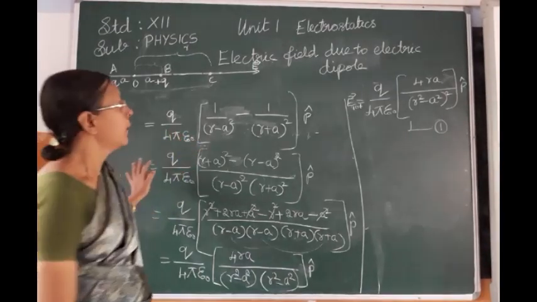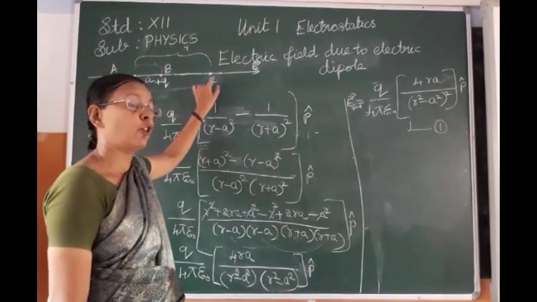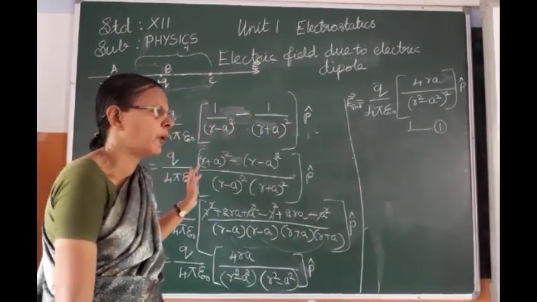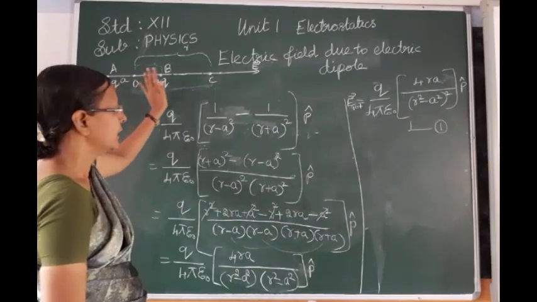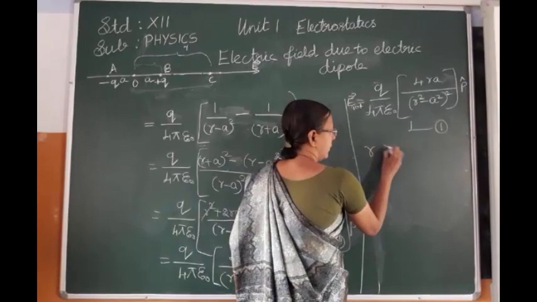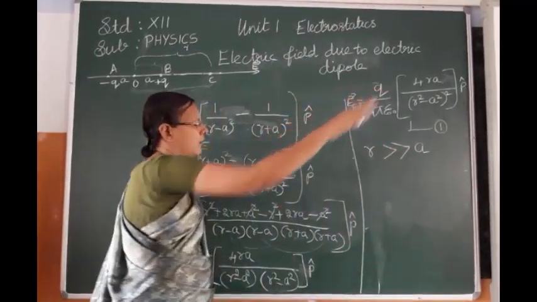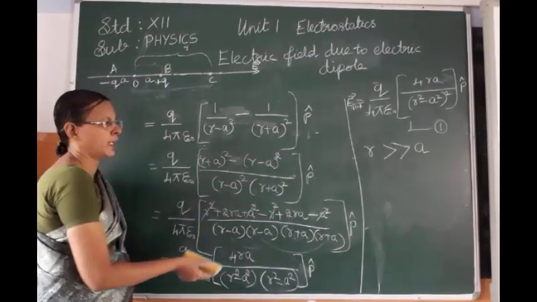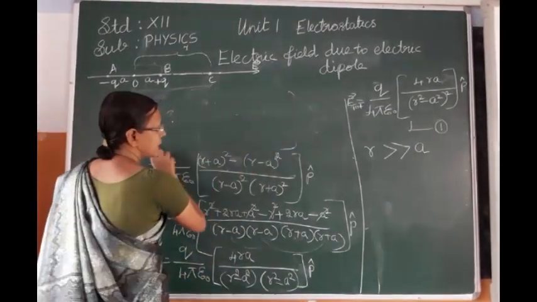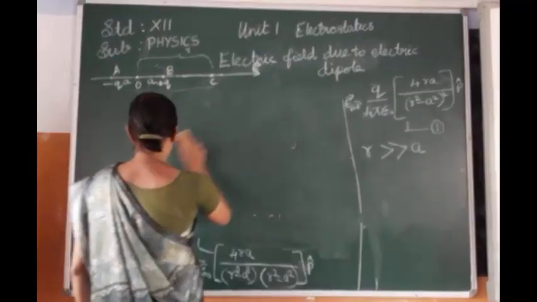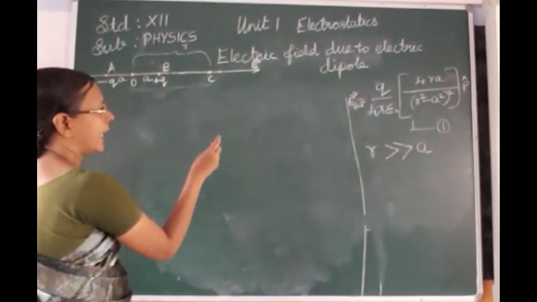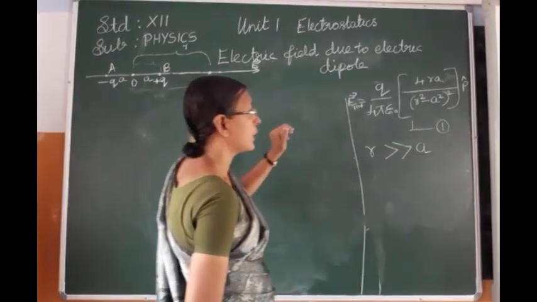Then in the next case, if the point C is located on the axial line and is very far away from this electric dipole, these values will change. A is very small compared to R; R is much longer than A. So under that condition, how can we modify this equation? Have you written this? I am copying this.